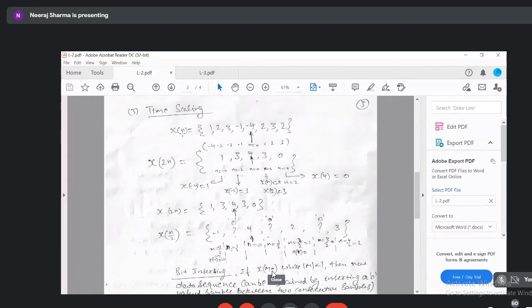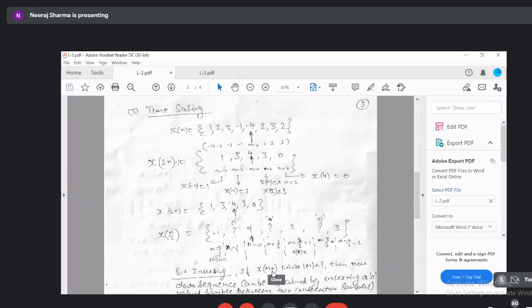So let us again start with the same thing, that is x of n. This data sequence is given to you. This is the origin position, that is, this is the value of x[n] when n is equal to 0. This is x1, this is x2, this is x3. Similarly, this is x minus 1, this is x minus 2. This is the value of the signal at x minus 3, and this is the value of the signal at x minus 4. That is 1, 2, 3, minus 1, minus 4, 2, 3, 2 are the amplitudes of the x of n signal at these discrete instants.